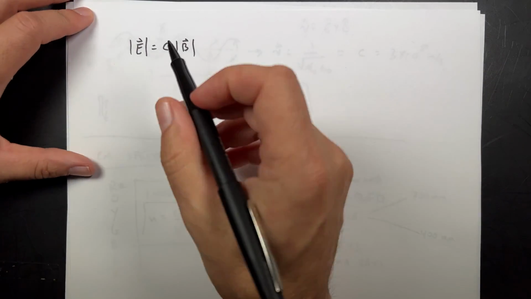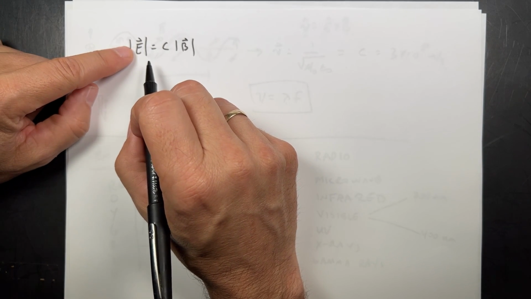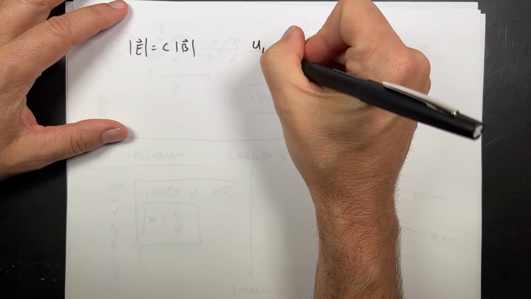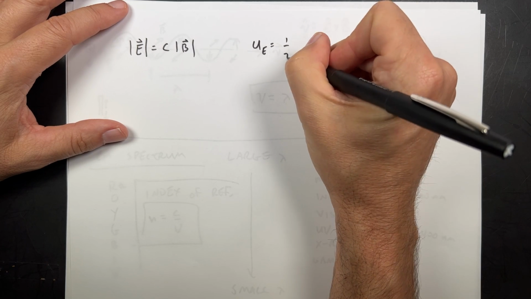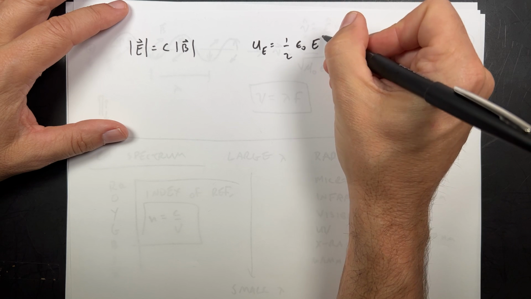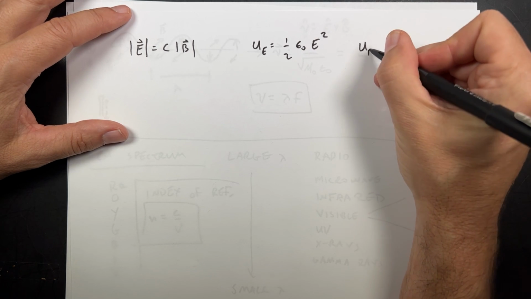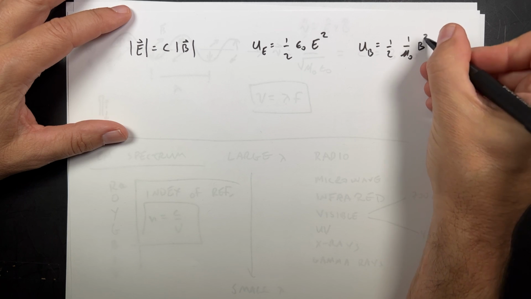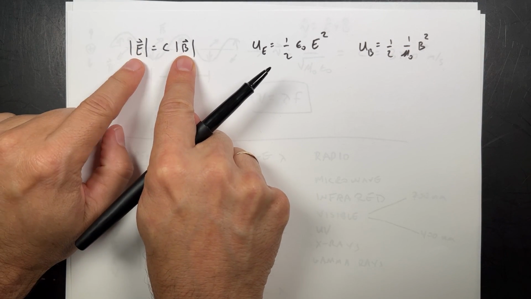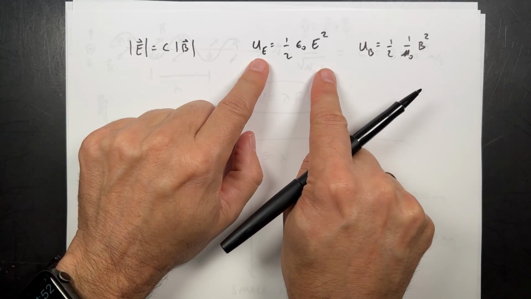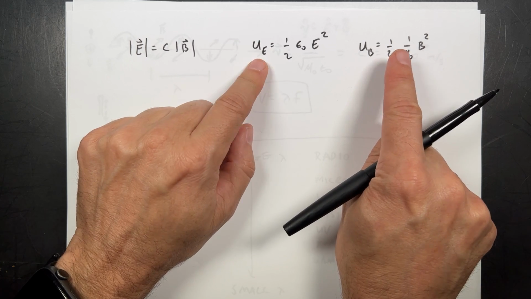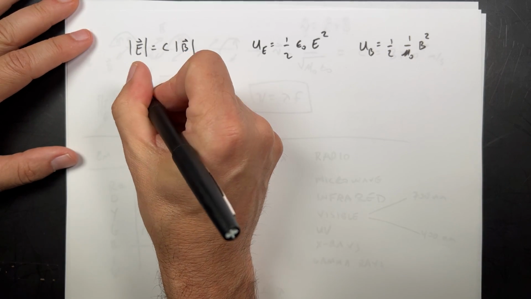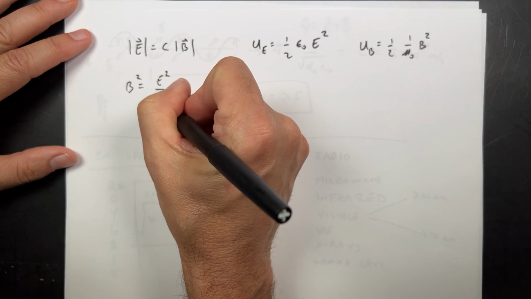Back to this. So let's talk about the energy density in an electromagnetic wave. So remember that the energy density in the electric field is 1/2 epsilon naught times the magnitude of the electric field squared, and the energy density in the magnetic field is 1/2 times 1 over mu naught times B squared. So if this relationship is true, then it turns out in a wave, the energy density of the electric field and magnetic field is the same. So let's show that right here. So if this is true, then the magnitude of B squared is going to be E squared over c squared.